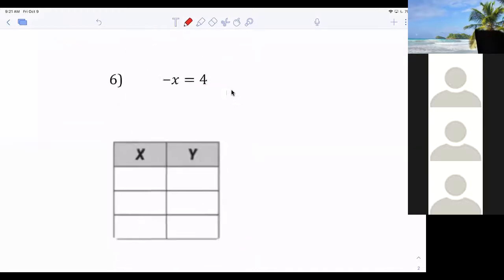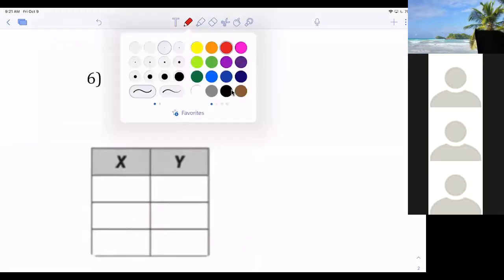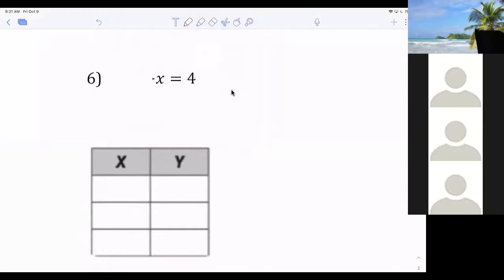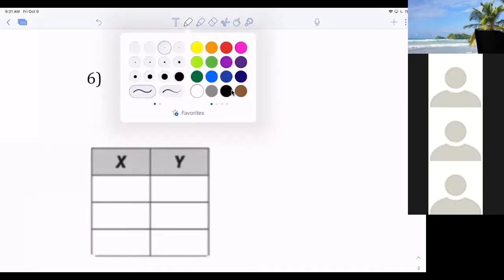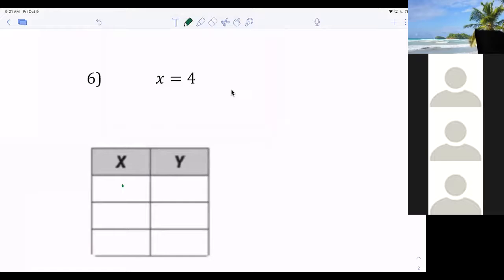Let's go. Now, this right here, do me a favor. I don't want -X. That's just X. All right, just X. So what does that say always? X equals 4. That's saying X is always 4. This is the rare exception, 4, 4, 4. And the Y's can be what? Whatever you want. -1, 0, 1.